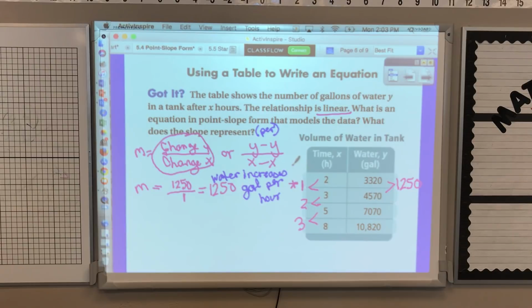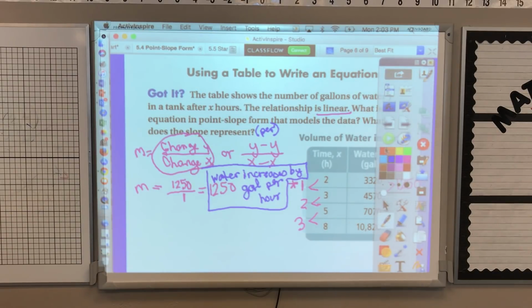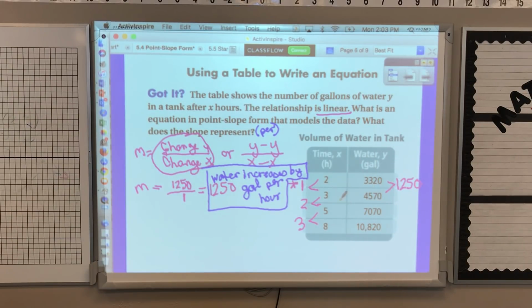And that's interpreting that slope, or representing what the slope represents. Okay? So back to writing that equation. In order to write that equation, remember, I need an ordered pair. And remember, you can pick any ordered pair you want from your table. Doesn't matter which one you pick. So I'm just going to pick the third one.